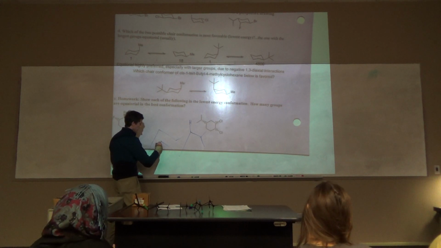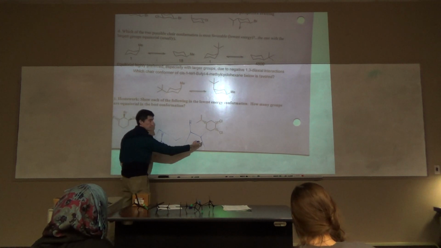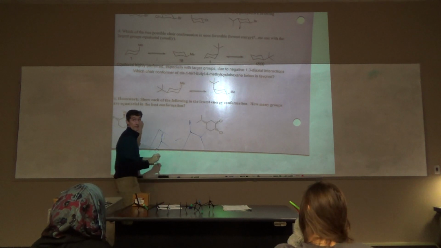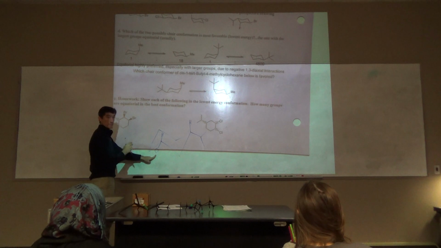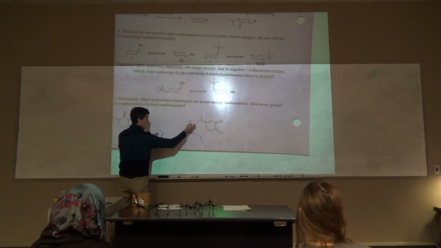Equatorial. The H is axial, because these are cis, right? How do we know they're cis? Well, they're both dashed. They're both going back. All right? These are cis. They're both below the H.